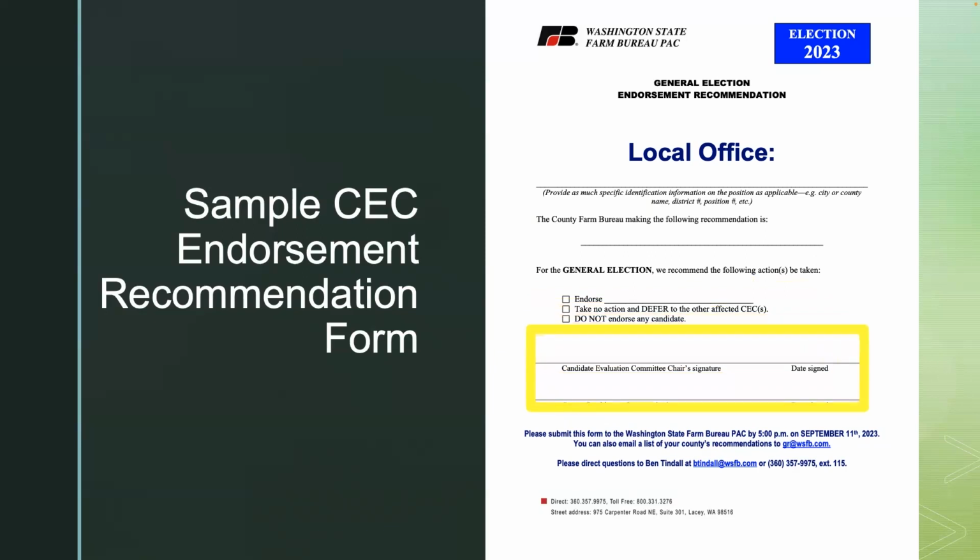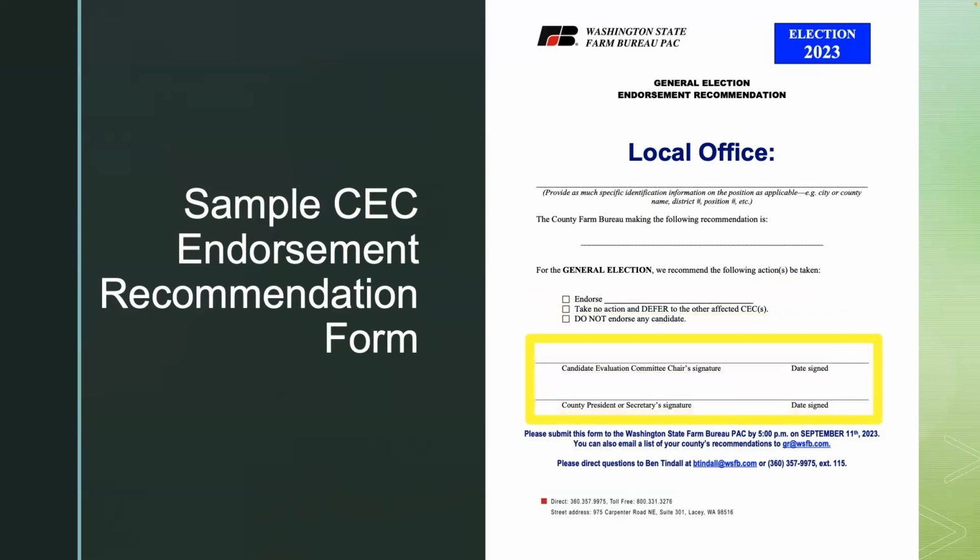Okay. And then from there, once the recommendation form has been completed, the CEC chair will sign the form and date it. And then that form will be submitted to your county Farm Bureau board, and the county president or the county secretary, once it has been approved by the county Farm Bureau board, they will sign the form and date it as well.